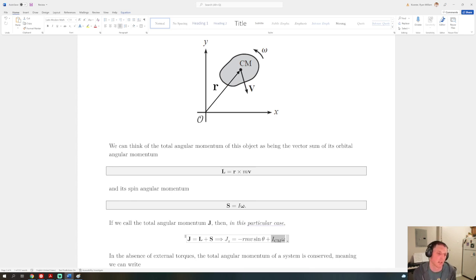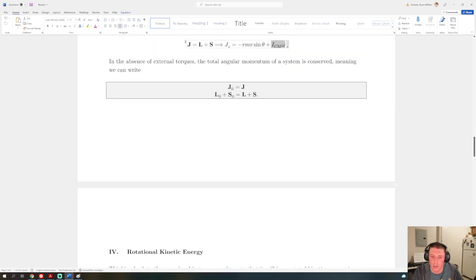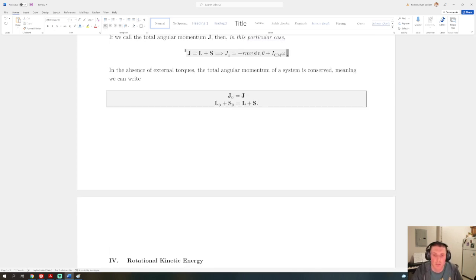Somebody's asking, can I go over when to use orbital momentum compared to spin momentum? Yeah. The idea, and let's just get this out of the way because I think we're all good with it, is that in the absence of external torques, the total angular momentum of a system is conserved. Let's all agree that that's true.